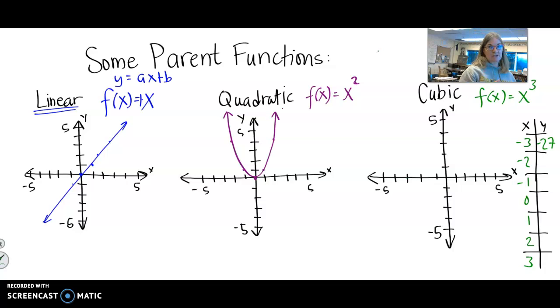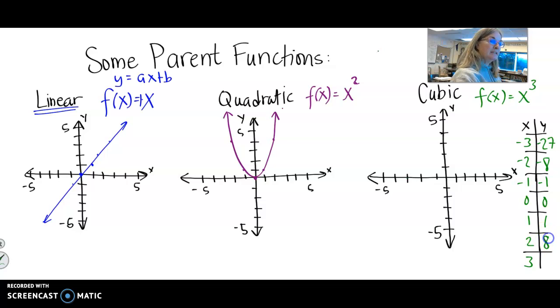If I cube -2, -2 times -2 is 4, times another -2 is -8. Also off my graph, but not too far. I can probably put that point on here. -1 cubed, -1 times -1 is 1, times another -1 is -1. 0 cubed, 0 times 0 times 0 is 0. And 1 cubed would be 1 times 1 times 1, which is 1.